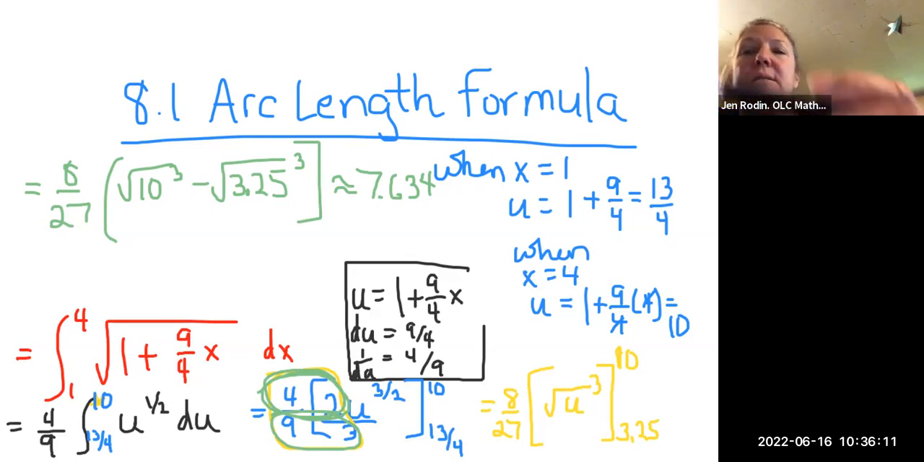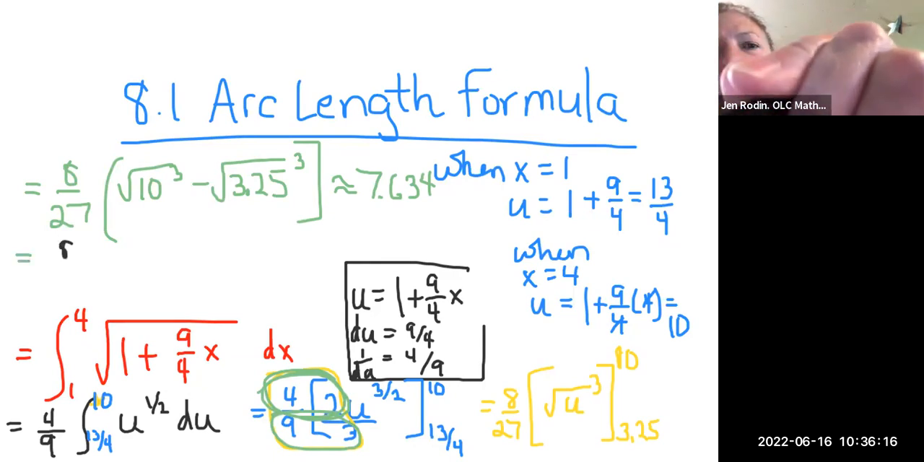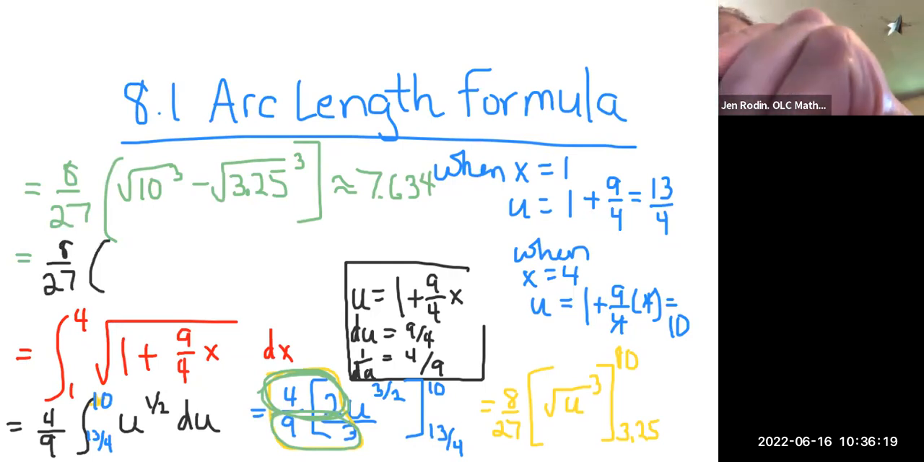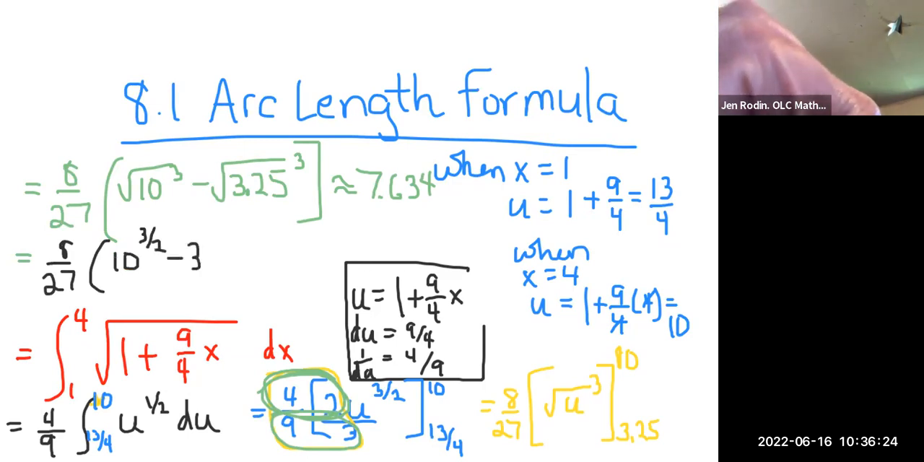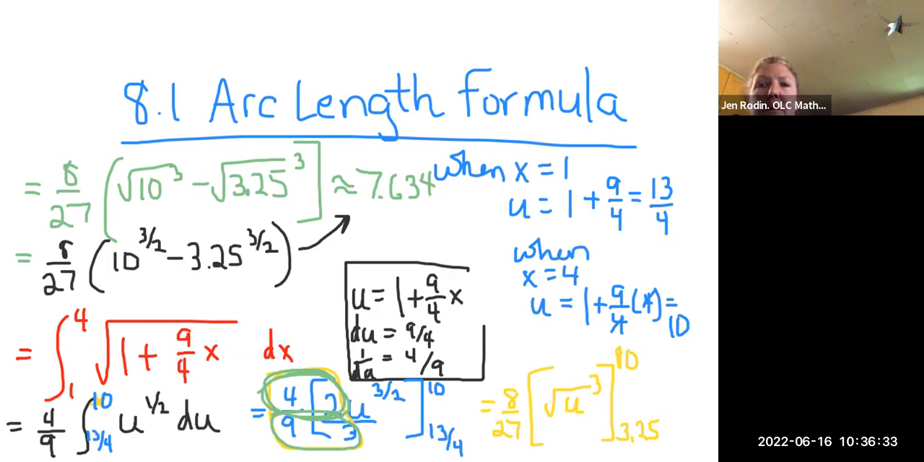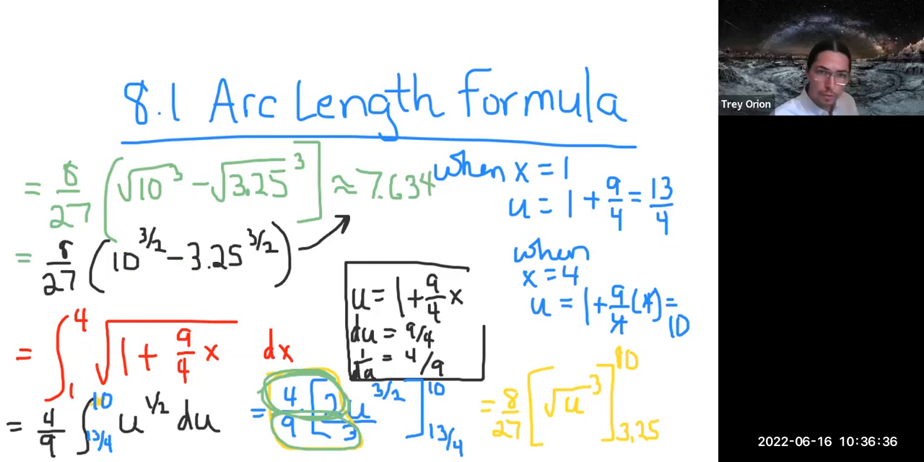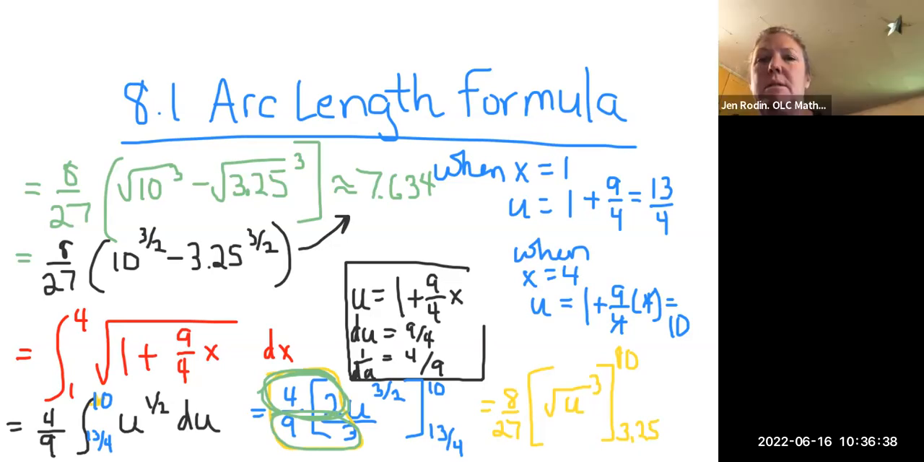Another thing, depending on your device, I'm also kind of saying this for the recording in case anyone's watching later. It might be easy for some people to just do 10 to the 3/2 power minus 3.25 to the 3/2 power in their calculator. Just depends on what they're working with. It should still come out the same, because when I put the radical in there in the parentheses in my calculator, sometimes I forget to close the parentheses.